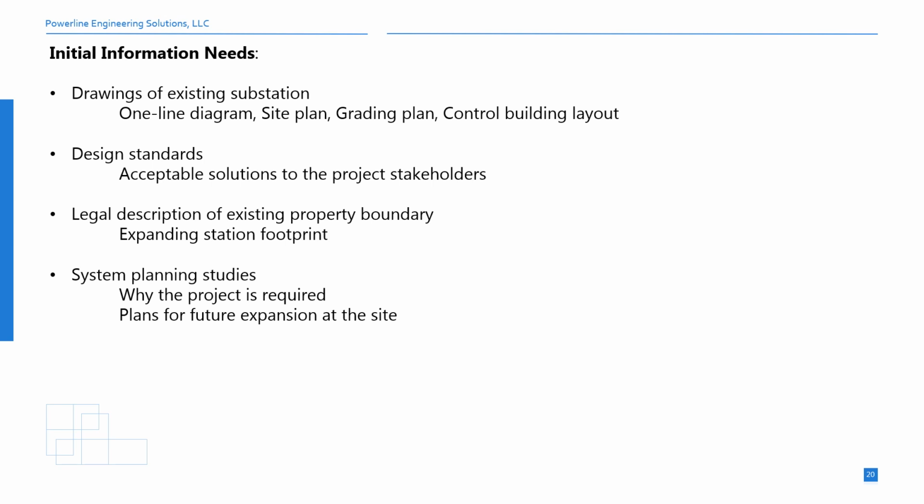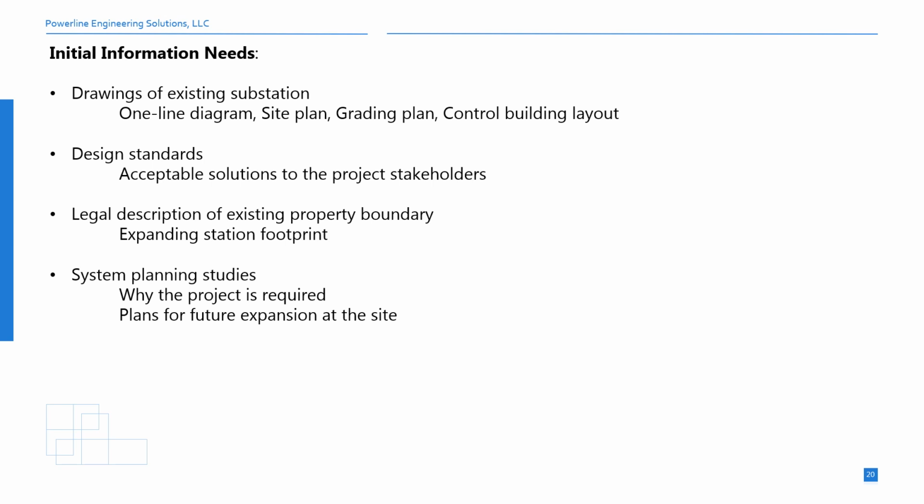Prior to commencing the design engineering phase, it is important to gather some key information. If it is an existing facility, we need to make sure we have access to the complete as-built drawing set. This must include the one-line diagrams, site plan, grading plan, control building layout, control schematics, and SCADA architecture. It is also important to gain access to the latest design standards, if any, of the project stakeholders, since this will dictate what solutions are acceptable.